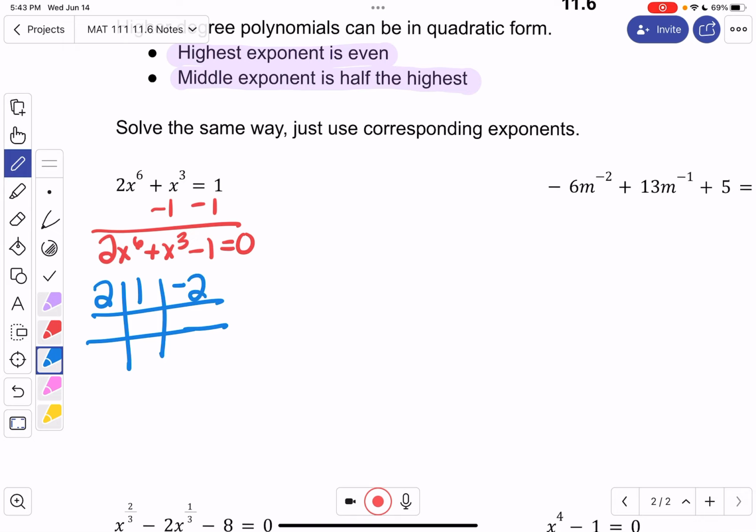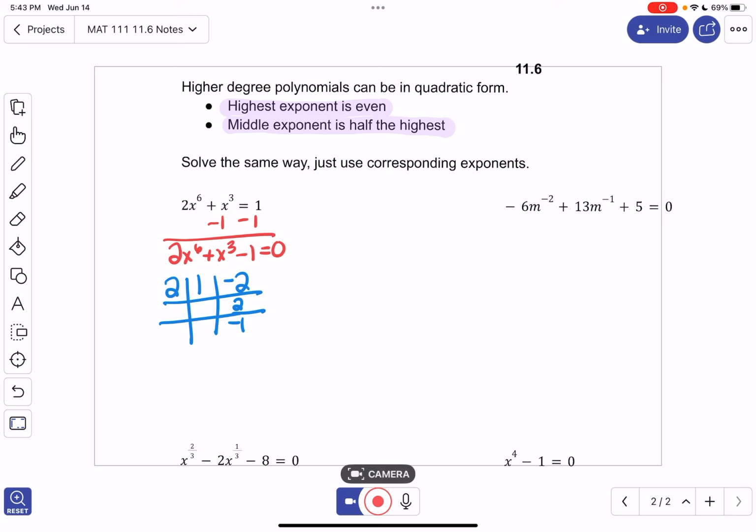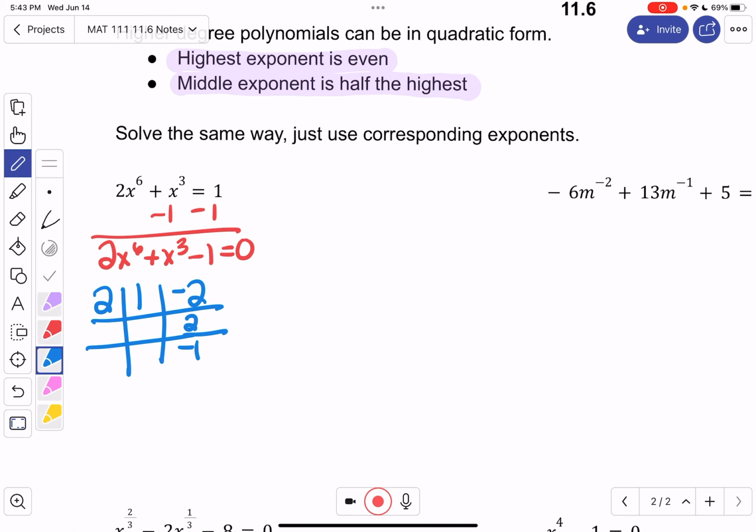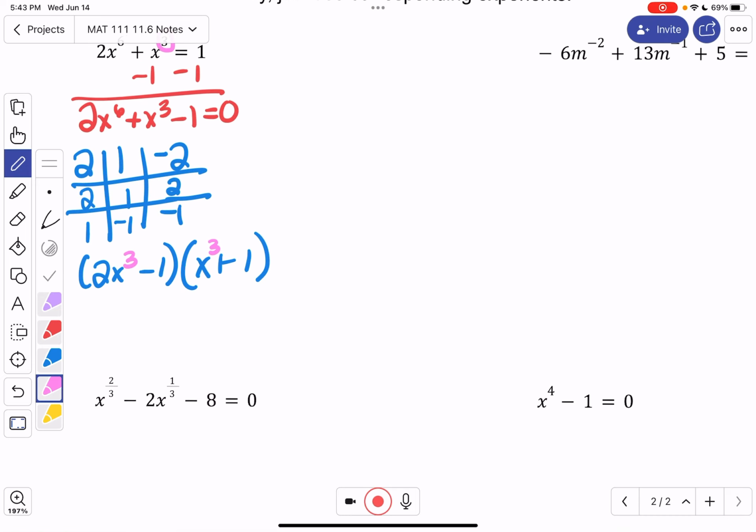A times C. 2 times negative 1 is what's going to give us what we want. Greatest common factor, multiply up, multiply across. So we have 2x minus 1 and x plus 1. Here's where that extra step comes in. Because this is a 3, we need to put the 3's here. Then we can solve now that we have to the third. So 2x cubed minus 1 equals 0.